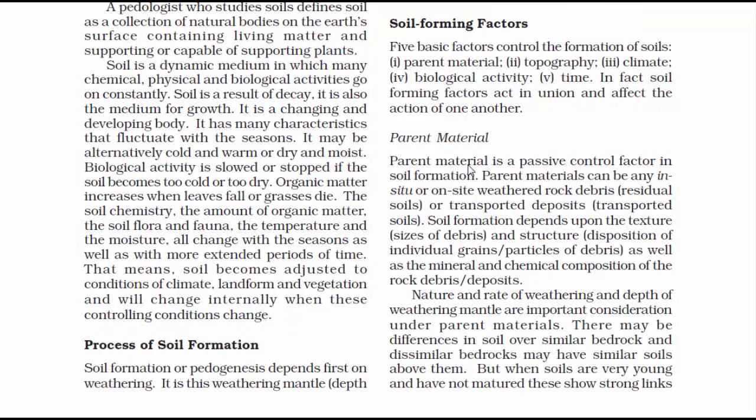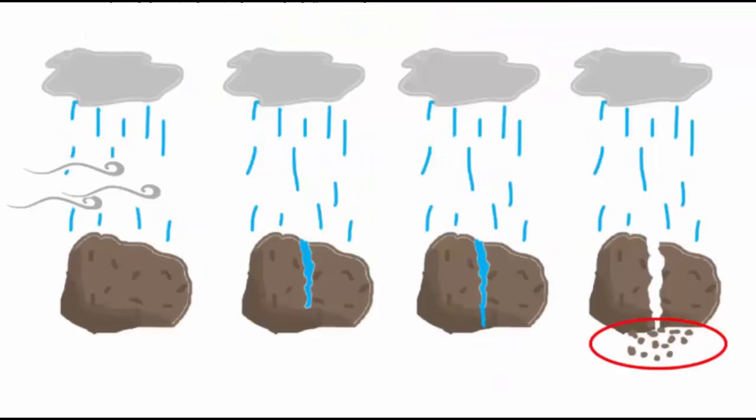Now we will read the last topic of this chapter, soil forming factors. There are 5 basic factors that control the formation of soils, and these individual factors affect the action of one another. So let's read about each one of them. The first one is parent material. When we say parent material, actually we can also call it parent rock. After all, soils are formed from weathering of rocks.